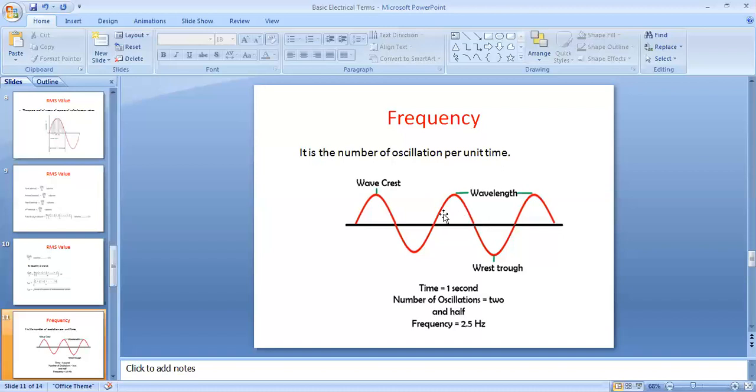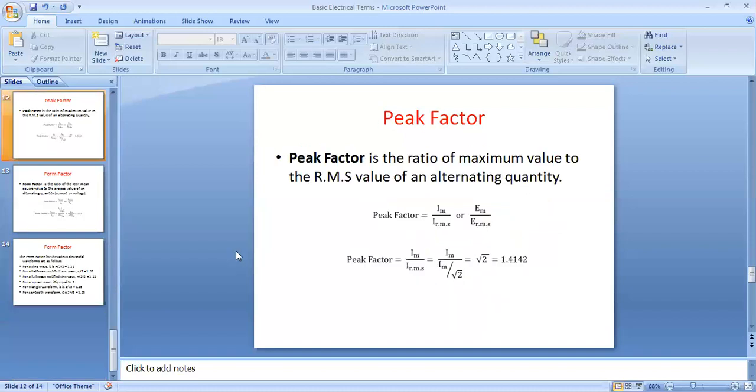Next we will see peak factor. The peak factor is defined as the ratio of maximum value to the RMS value of alternating quantity. Simply, it is the ratio of maximum value to the RMS value. The alternating quantities can be voltage or current. The maximum value is the peak value or the crest value or the amplitude of voltage or current.